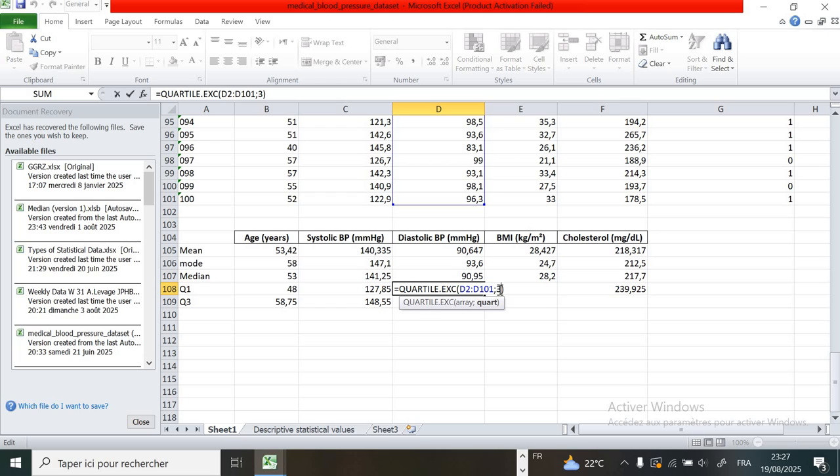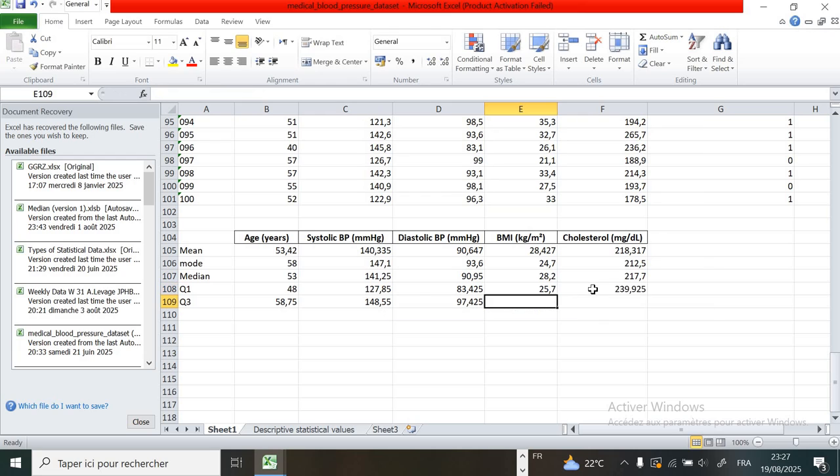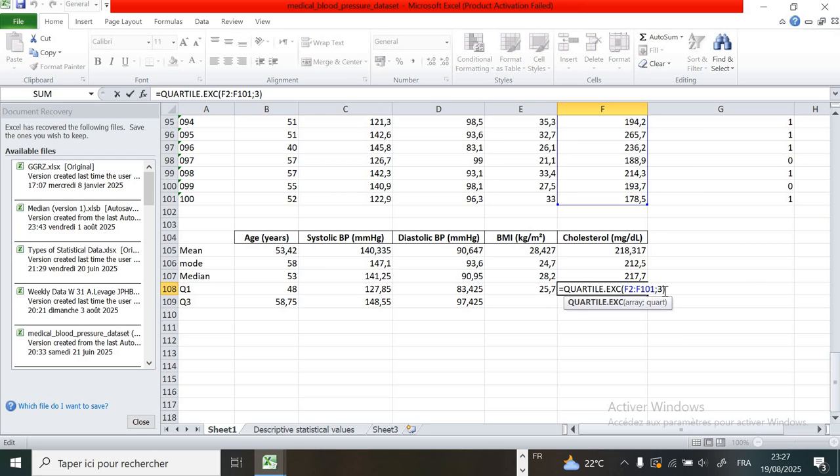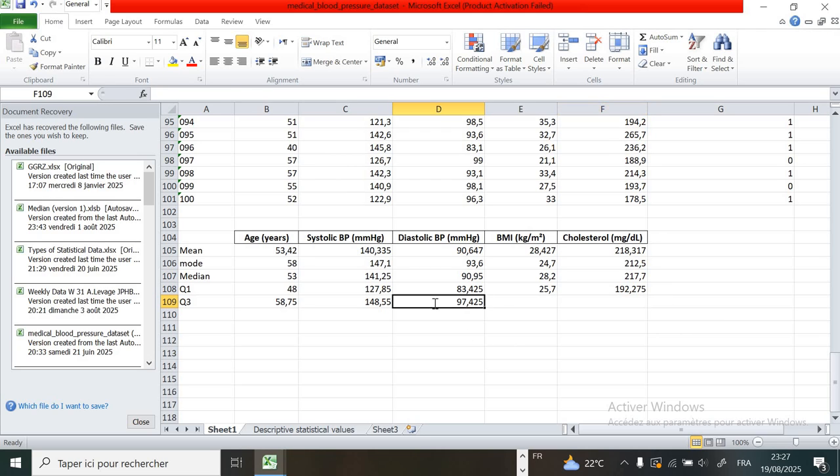Same here, the first quartile. The same here, the first quartile, and the same goes on here. This is the first quartile. Here we have the third quartile. We're going to generate that. And that's it for the values.